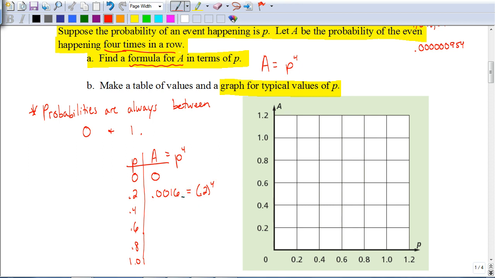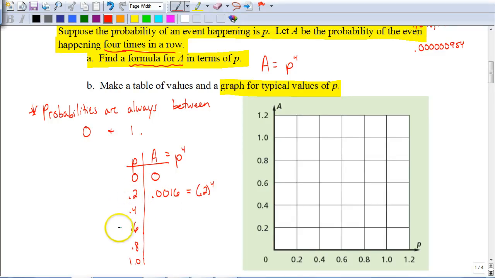So let's stop and talk about that for a second. That means that if the probability of an event happening just 1 time is 0.2, the probability of it happening 4 times in a row is less than 1%, because if I change this to a decimal, it would be 0.16%. So it's a very slim chance of it happening 4 times in a row.